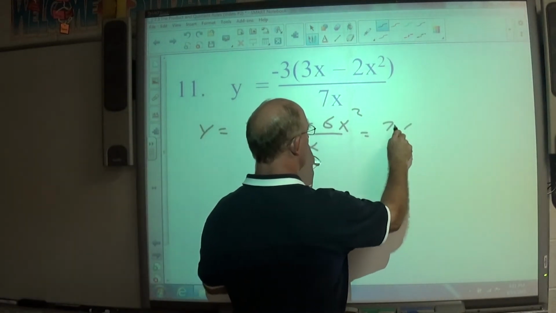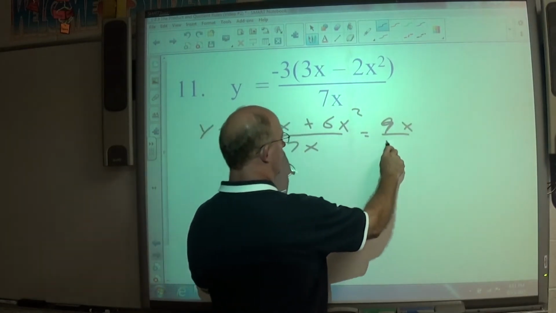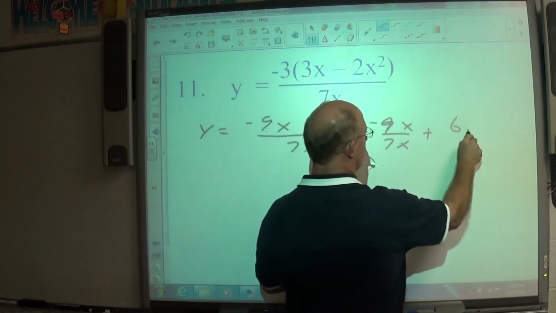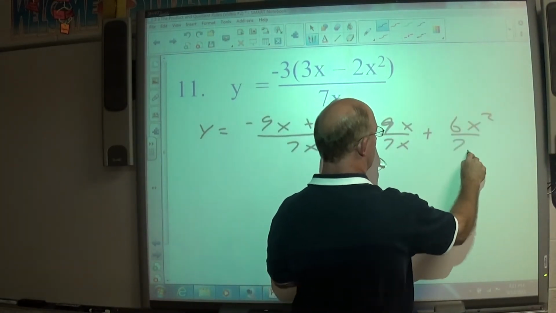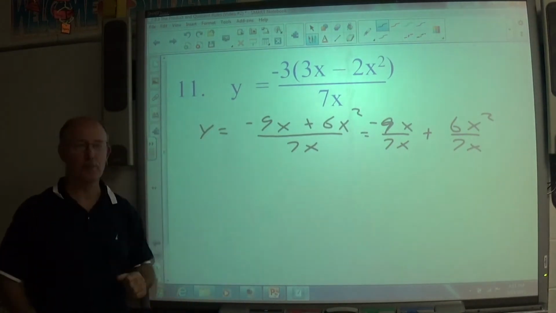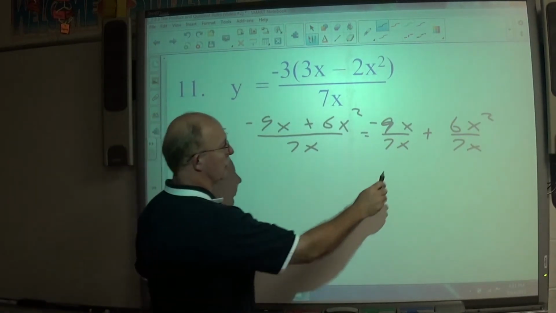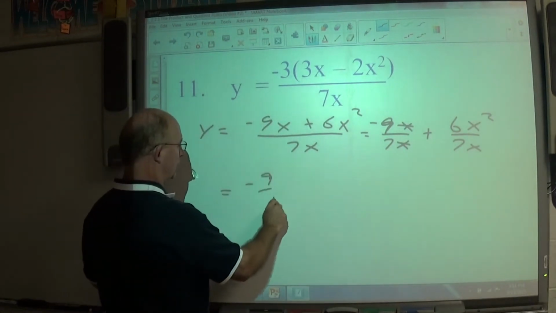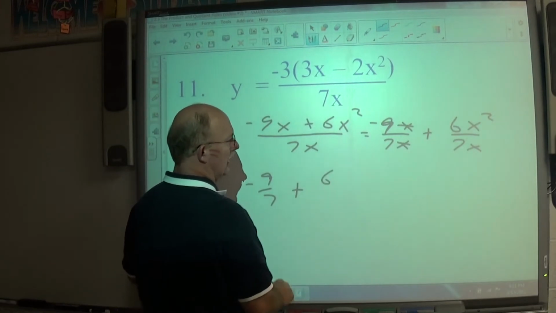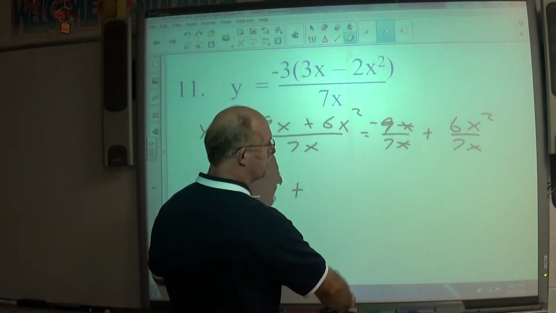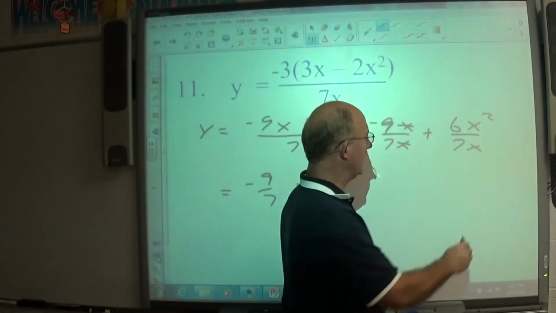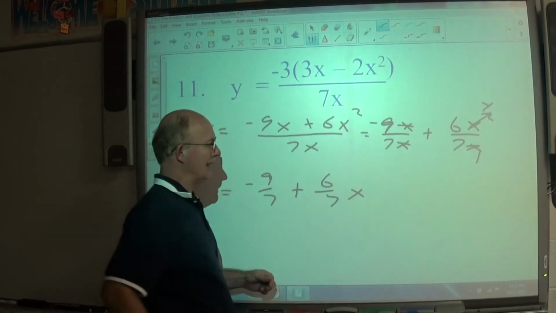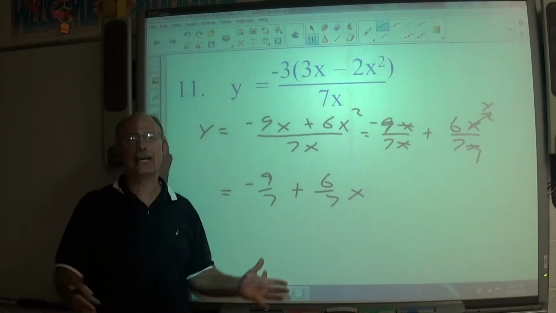This will be negative 9x divided by 7x, which is negative, and plus 6x squared divided by 7x. So divide 7x into both terms in your numerator, and now let's simplify them. Notice what happens: the x's cancel out, and that gives us -9/7 plus, as we simplify, x squared divided by x reduces to just x, so this will be 6/7 x. Very easy to take the derivative of, right?